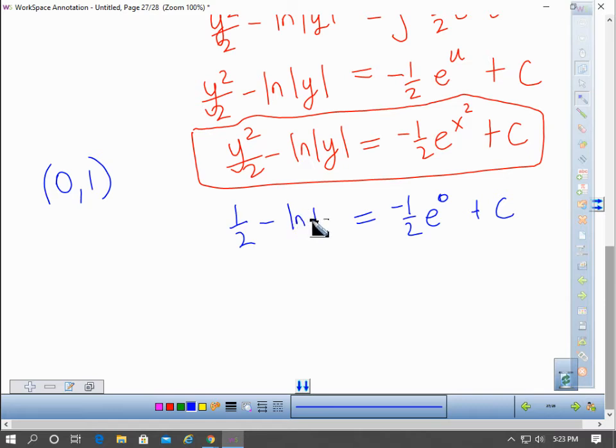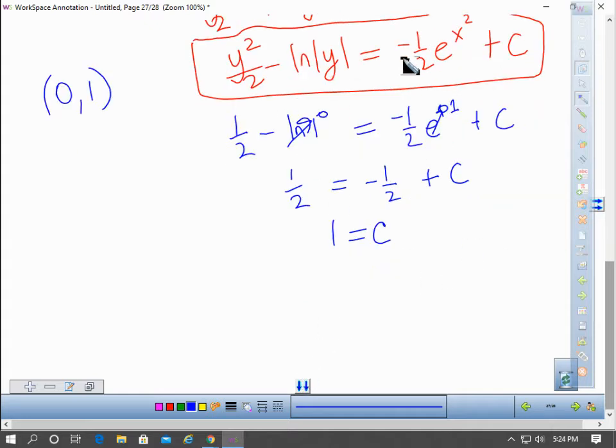So we know the natural log of 1, that is 0. So this just gives me 1/2 on this side. E to the 0, we know that's 1. Anything raised to the 0 power is 1. So this is negative 1/2 times 1, so that's negative 1/2 plus c. So if you add the 1/2 over on this side, c is going to equal 1.